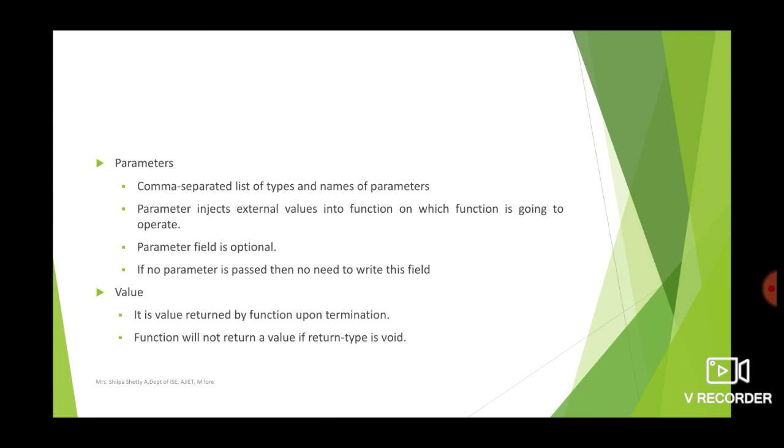The next one is the return value. It is a value that is returned by the function upon termination. So once the function terminates, whatever value the function returns is the return value of the function. A function will not return a value if the return type is void. Sometimes the function may not return a value to the caller. Instead, the function might only display the value or something like that. So in such a case, the function will not return any value, and the return type will be void.